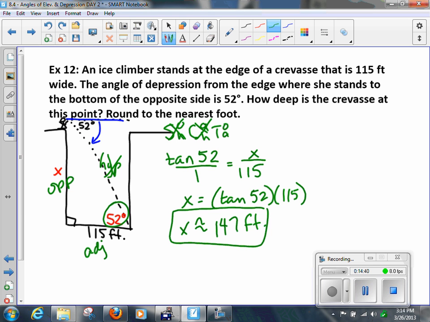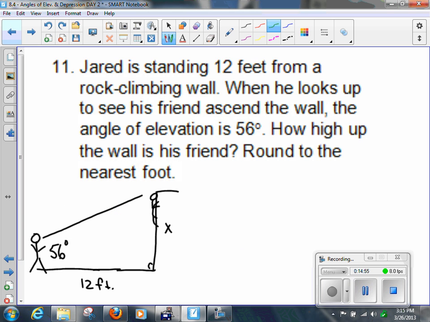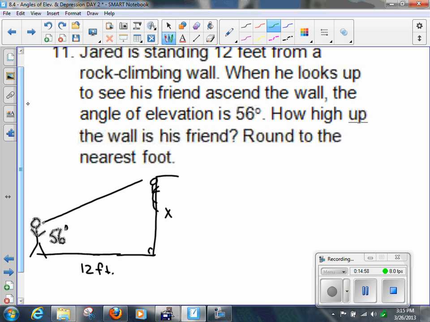Okay, tell me when. I'm going to work backwards. Tangent of 52 times 115, which is approximately 147 feet. Are we cool? All right, moving back. Jared's standing 12 feet from a rock climbing wall. Isn't that great? I love these pictures. When he looks up to see his friend ascend the wall, which means he's climbing the wall, the angle of elevation is 56 degrees. How high up the wall is his friend? Again, round to the nearest foot.